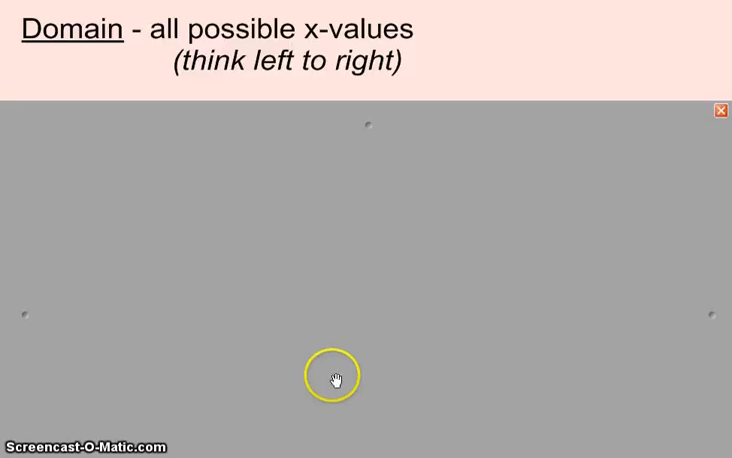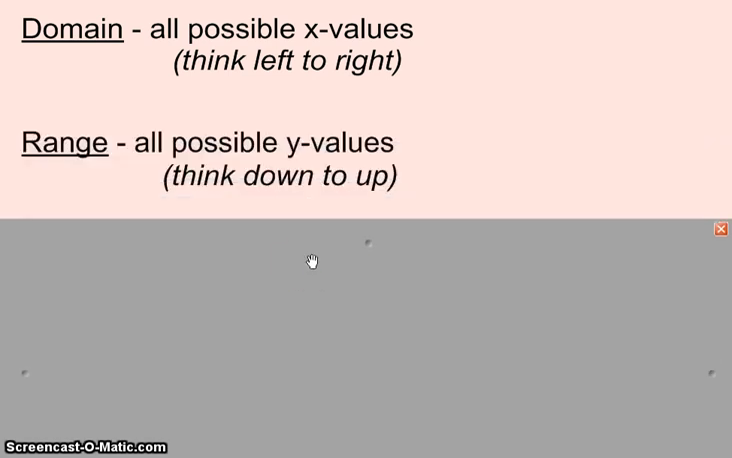Alright, I'm going to start you off with some definitions that you already know. First one is domain. The domain is all the possible x values of a graph. And when you hear domain, I want you to think left to right. Alright? Now the range is all the possible y values. And in this case, I want you to think down to up. And it's easy to confuse the two.